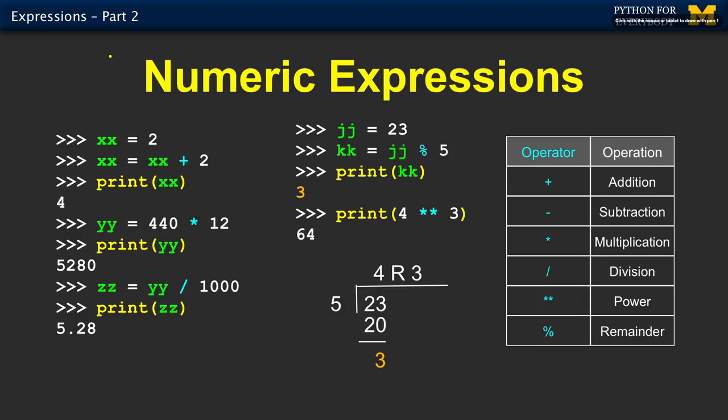So the addition operator, pretty straightforward. I've kind of been using that without even talking about it. The multiplication and the division. So this is 5,280 divided by 1,000, which gives me 5.28.